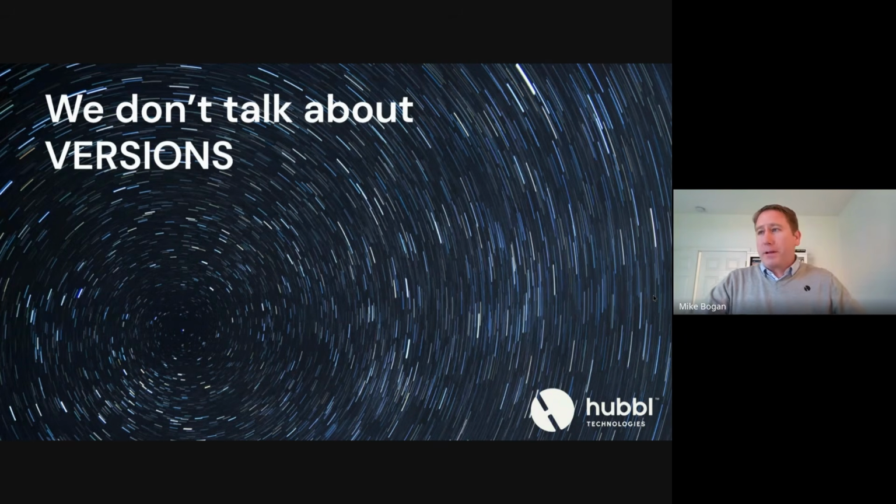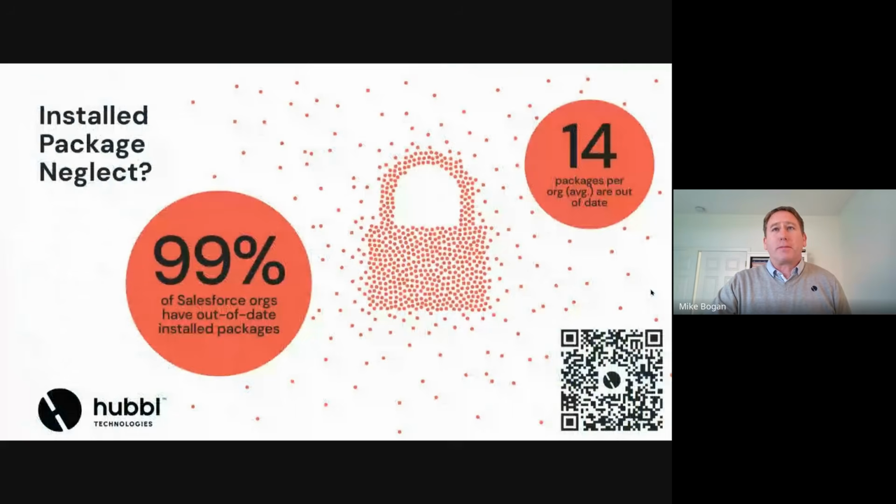But this concept of not really digging in and talking about versions is a very important concept, because as we were digging into these orgs and understanding what's going on from an install package perspective, what we found in 2023 was that 99% of Salesforce orgs had out-of-date packages in them. And on average, there's about 14 packages per org. From our data now, we're actually seeing in the 24 benchmark report, we're seeing 94% of orgs have out-of-date packages in them now. So it's improving a little bit as we're starting to try and get the word out.